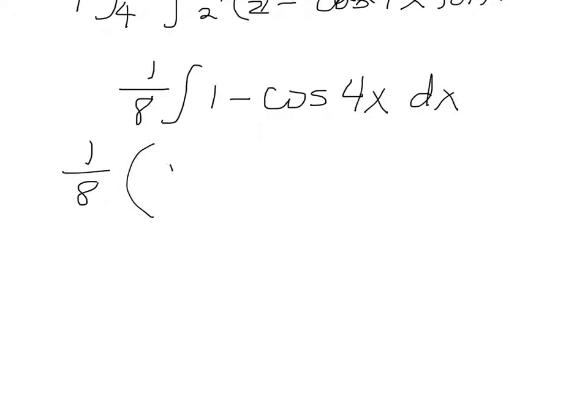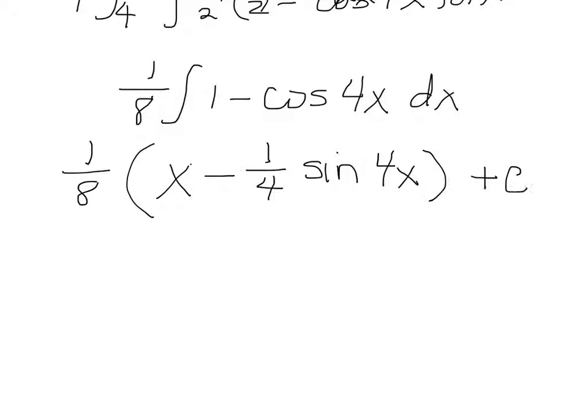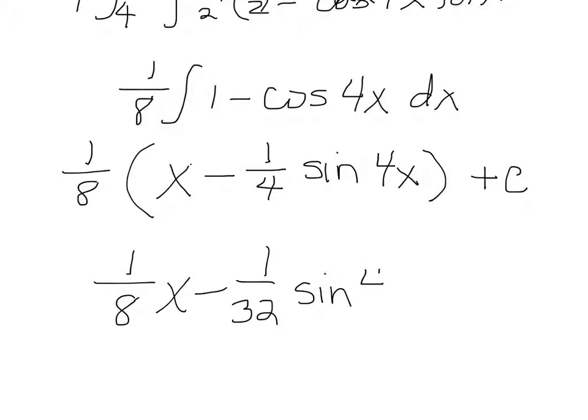The antiderivative of 1 is x. The antiderivative of cosine is sine. Now, since we have cosine of 4x, we're going to have to put a 1/4 out in front of that, and then we'll have sine of 4x. And then plus c. So if we want to distribute that 1/8, our final answer would be 1/8 x minus 1 over 32 sine of 4x plus c. So that was the antiderivative of sine squared of x times cosine squared of x.